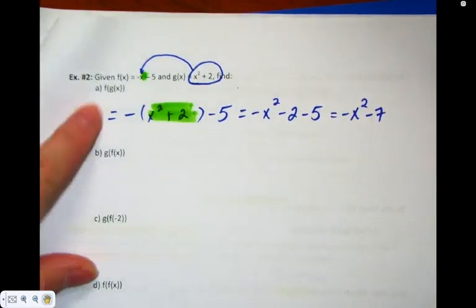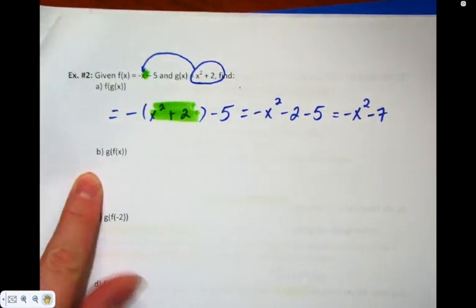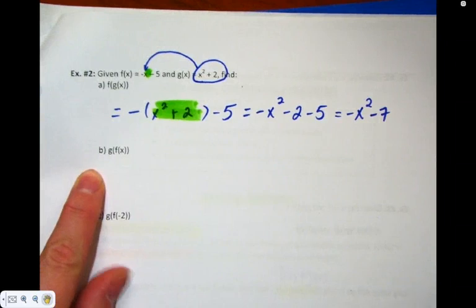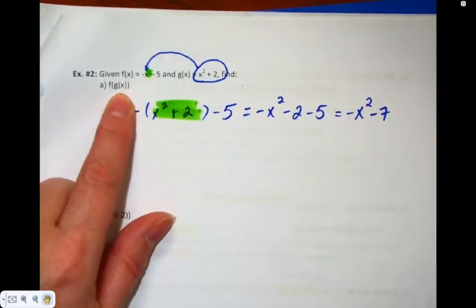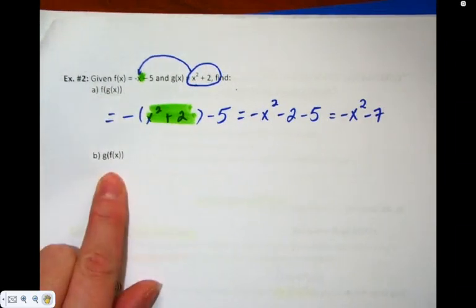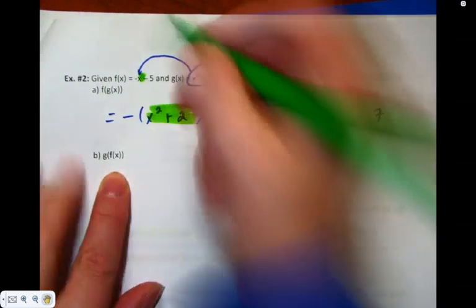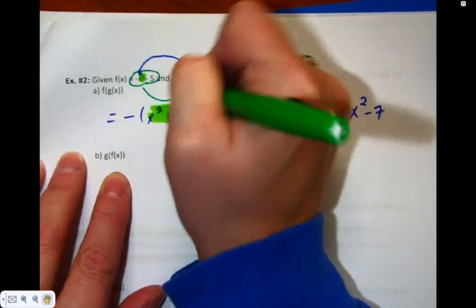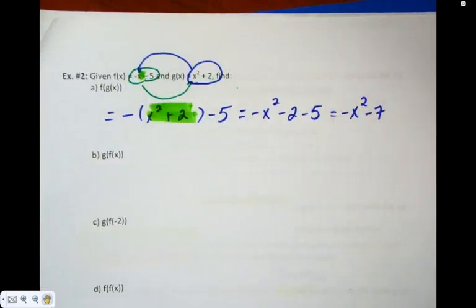What's the difference between f of g of x and g of f of x? Well, it's just what function we're putting into where. This we took g of x and put it into f. This we're going to take f and put it into g. So I'm going to take all of f and I'm going to replace them in g.